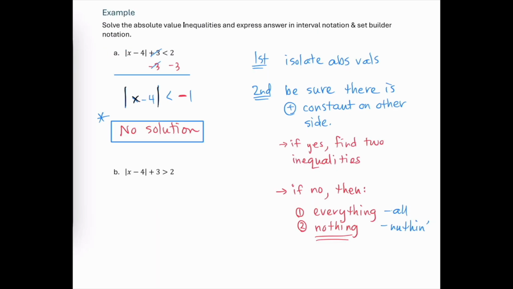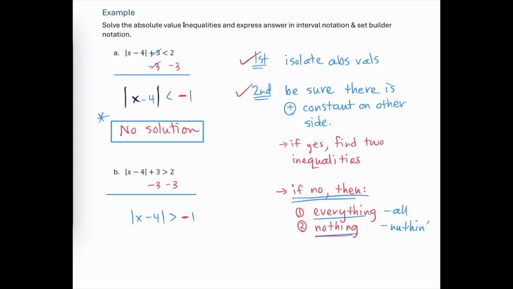This is almost the exact same except for the fact that the inequality is going the other way. But again, we still want to start by subtracting 3 from both sides with the intention of isolating the absolute value bars. Now that we have our absolute value bars isolated, we see again that we have a negative constant on the other side. So since we don't have a positive constant, that's the scenario where the answer is either all or nothing. Everything works or nothing works.